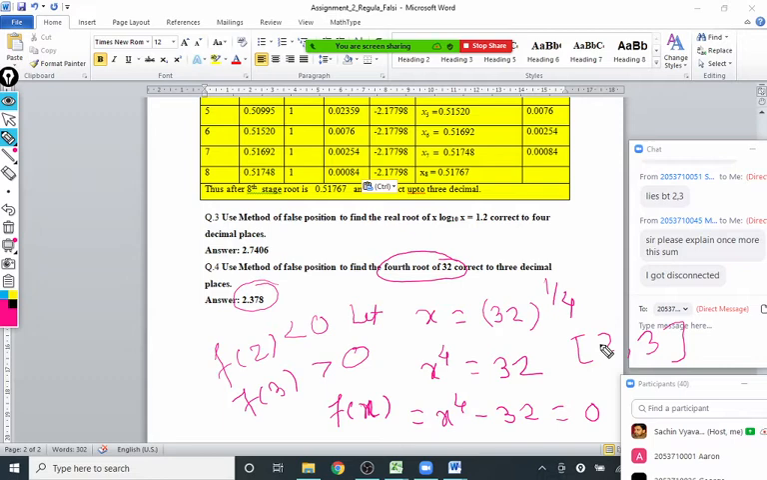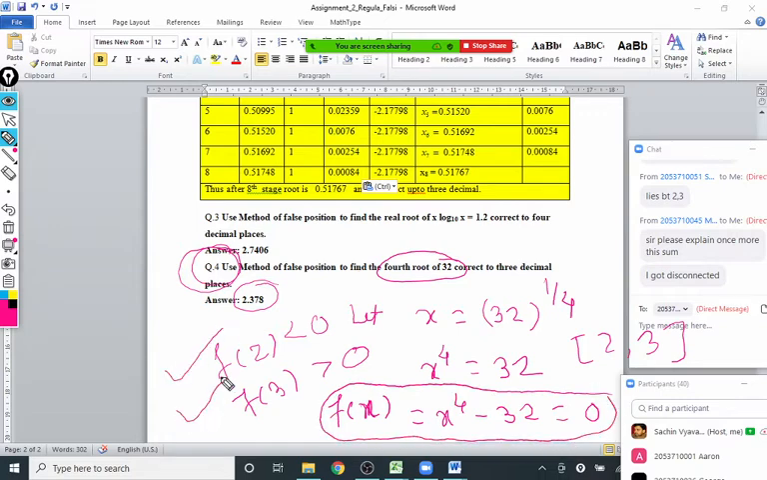Okay, if you want the exact thing, our aim is to get the fourth root of 32, and this is the way you can complete it. Just take x equal to 32 raised to 1 by 4, then x^4 is 32, and now we have to solve this equation. To get a root of this equation, f of 2 is negative, f of 3 is positive, so the root exists in (2, 3), and just apply the false position method. You get the required answer as 2.378.